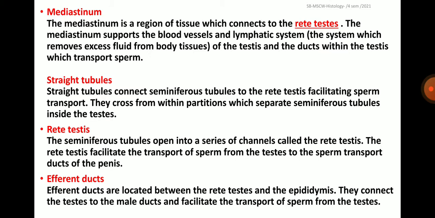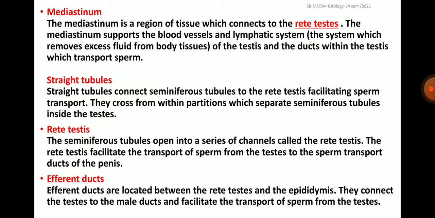The seminiferous tubules open into a series of channels called rete testis, and these facilitate the transport of sperm from the testis to the sperm transport ducts of the penis. So you can mention that the straight tubules and rete testis are found in the posterior of the testis.